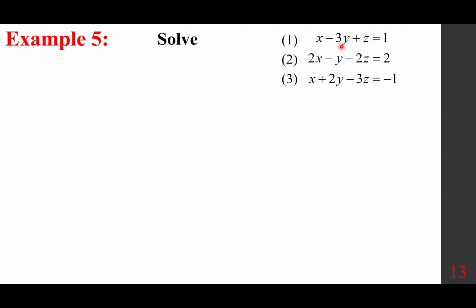We're going to solve this. Number 1: x minus 3y plus z equals 1. Number 2: 2x minus y minus 2z equals 2. And number 3: x plus 2y minus 3z equals negative 1. Again, I like to give them numbers. It's easy to work with. So let's eliminate one of the variables. There are 3 variables. We want to go from a 3 by 3 to a 2 by 2.